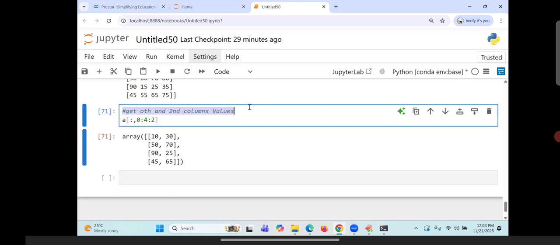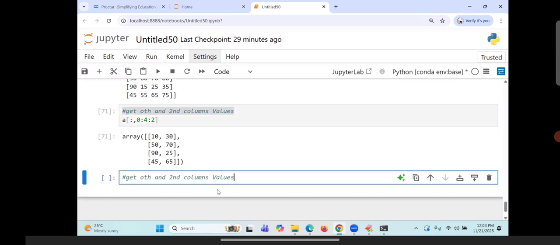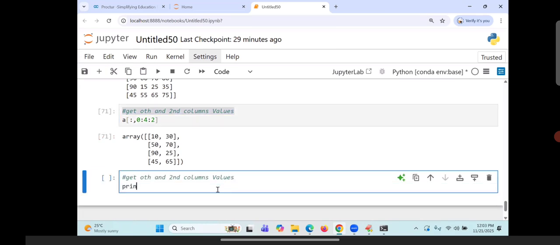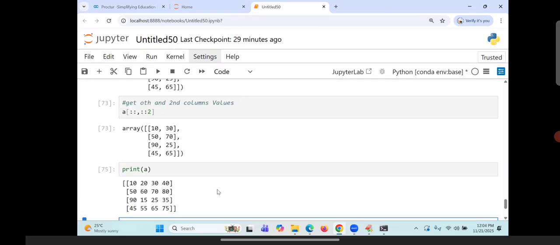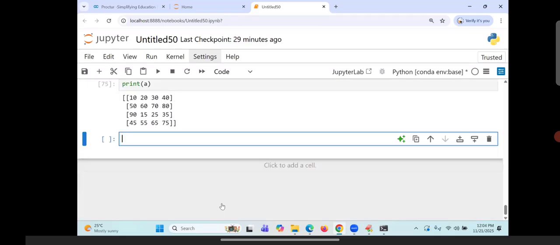Same way, in another way, I want to show you another way. Come on now. Print of, or simply I will write directly A of colon colon comma colon colon 2. Super. Colon colon 2 also gives you the same. Are you okay? Yes. Online students, are you comfortable with this? Everybody needs to answer, students.